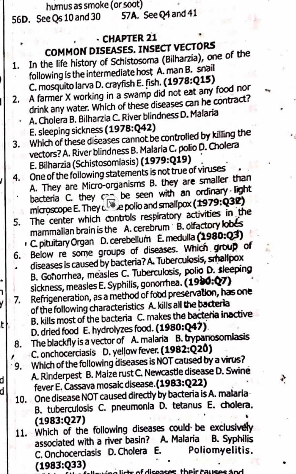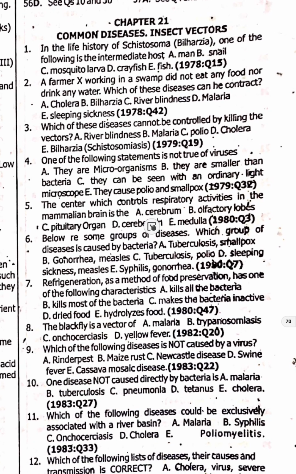Number five, the center which controls respiratory activities in the mammalian brain. Respiratory activities is your medulla. Cerebellum controls positioning of the body, while cerebrum controls thinking, so they teach you. That is the part of my brain called cerebrum. Keep that one in your mind, okay? We've touched number 4. We've touched number 5.